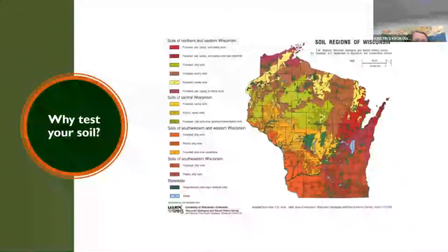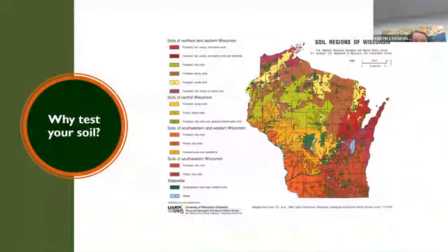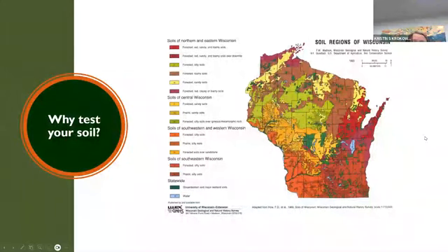So why test your soil? You can see here, if you look at a map of Wisconsin, this is our soil regions of Wisconsin map from the Wisconsin Geological and Natural Survey. Our soil is highly variable. What grows for me here might not grow well up in the La Crosse area or the Green Bay area, or even down the road from me. Our soils are highly variable, especially in certain areas of the state, like here where I live in the Kettle Moraine, where we have little pockets of all different kinds of soil that have been deposited.